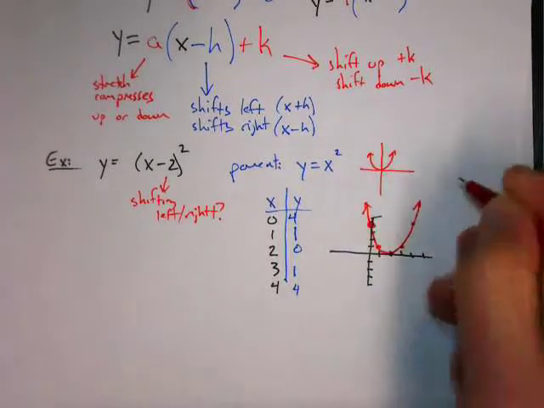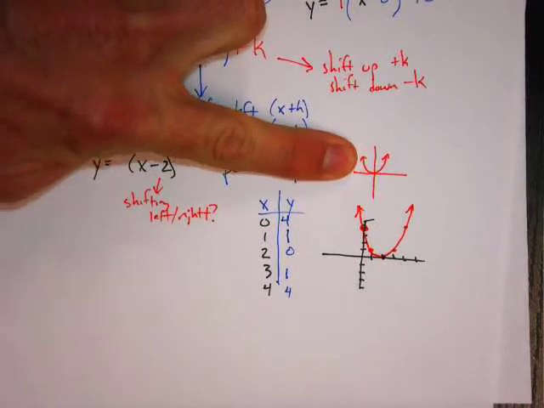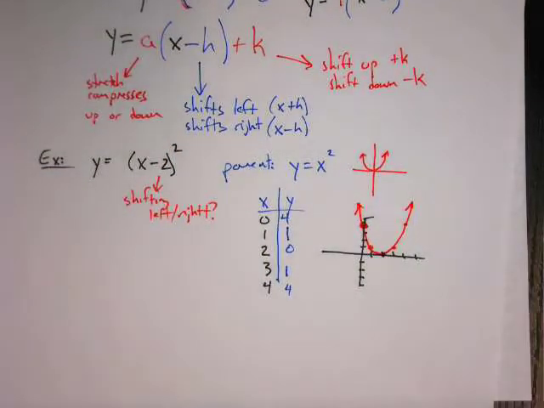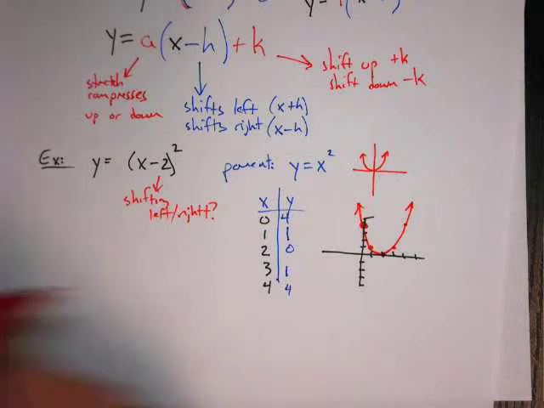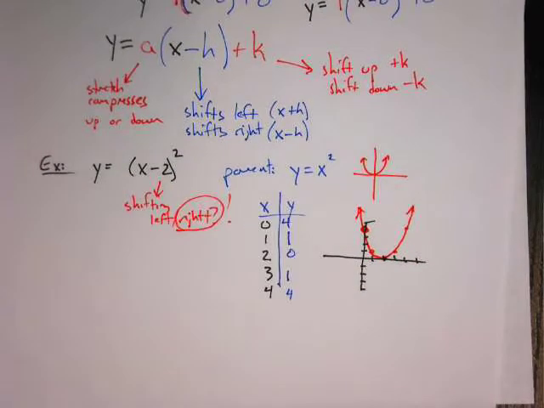What we did is shifted our parent function 2 units to the right. Holy cow, so this is 2 units to the right. That's amazing. It says minus 2, it's going to the right. And you know what? I agree. It looks confusing, but there it is. There's the proof. Proof is in the pudding.